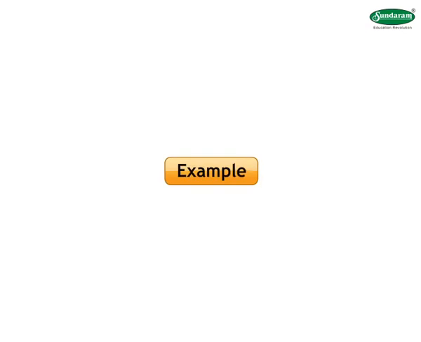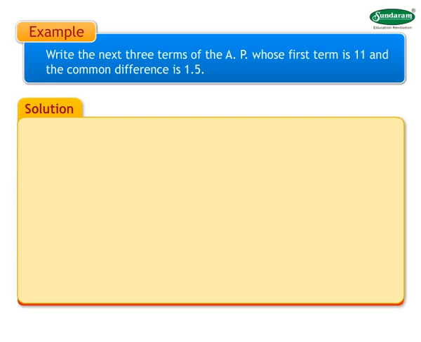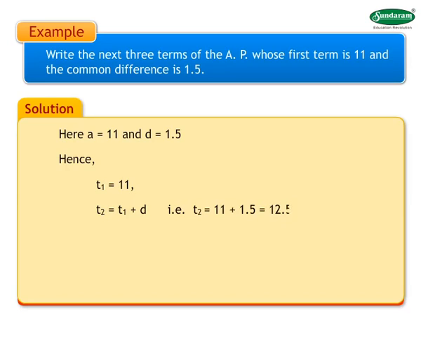Let us look at the examples. Write the next three terms of the AP whose first term is 11 and the common difference is 1.5. Solution. Here, A is equal to 11 and D is equal to 1.5. Hence, T1 is equal to 11. T2 is equal to T1 plus D, that is 11 plus 1.5 is equal to 12.5. T3 is equal to T2 plus D, that is 12.5 plus 1.5 is equal to 14.